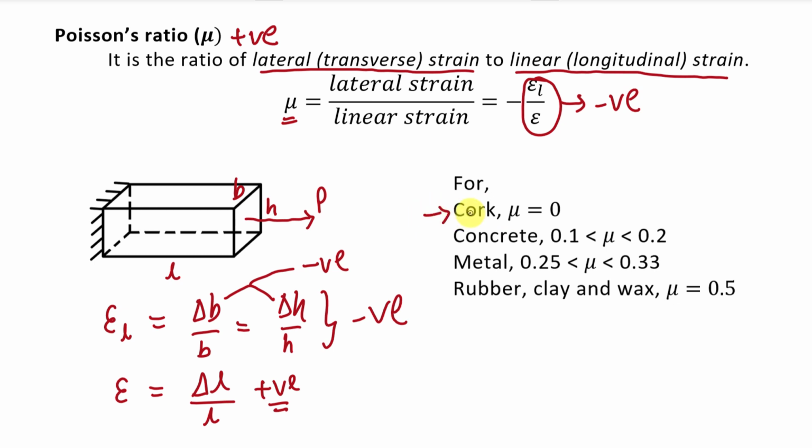For cork, cork is a material for which value of mu is 0. Means for cork value of Poisson's ratio is 0. Means there will not be any deformation in lateral direction of body. Now for concrete, value of Poisson's ratio is between 0.1 and 0.2. For metal, Poisson's ratio is between 0.25 and 0.33. For rubber, clay and wax, value of Poisson's ratio is 0.5.